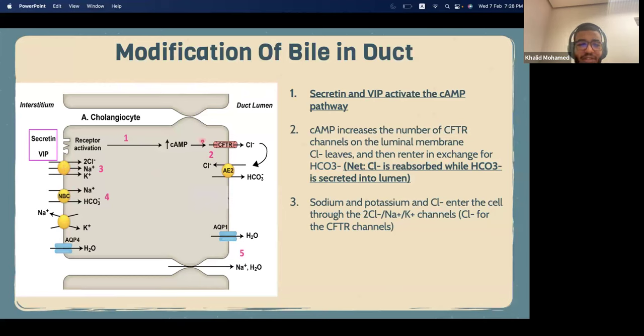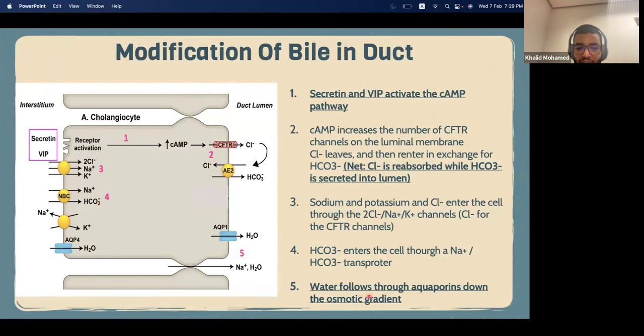Okay, so this Cl minus charges this, and this charges this. Sodium also enters, potassium also enters, but this is not as important as these two steps. Then the fourth step over here is HCO3 minus, the one that gets secreted. Where does it come from? It needs to come from somewhere, so it comes from the interstitium again through the sodium bicarbonate co-transporter, and then finally water follows through aquaporins down the osmotic gradient.